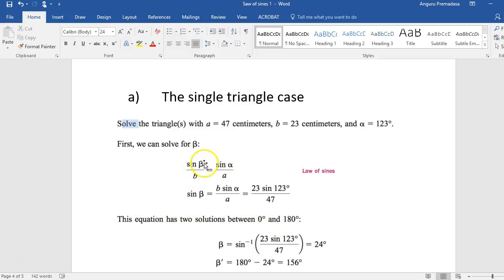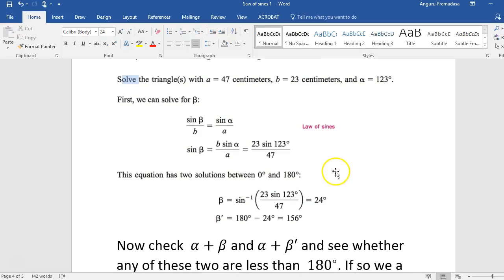Or else, if you just solve for sine beta, B goes up here, so sine beta is equal to B sine alpha divided by A. So we plug in, we get B is equal to 23, alpha is equal to 123, and A is equal to 47. We get that. Now, what is B?